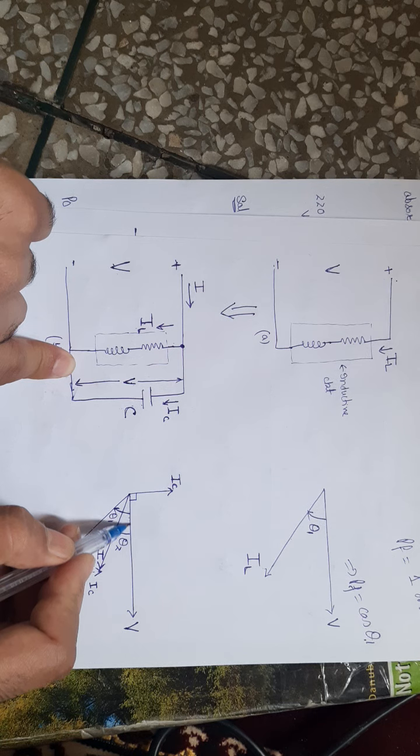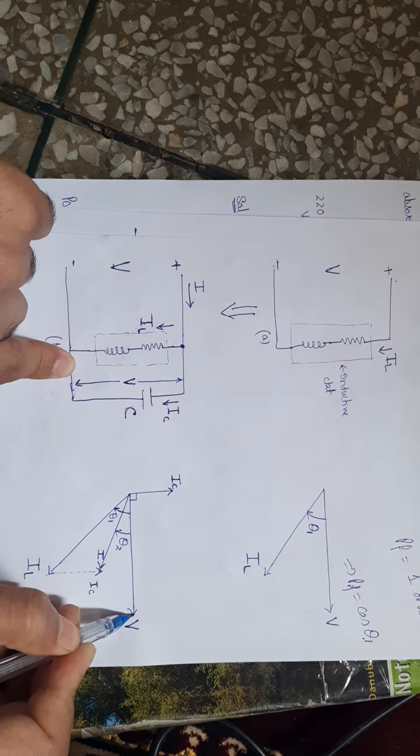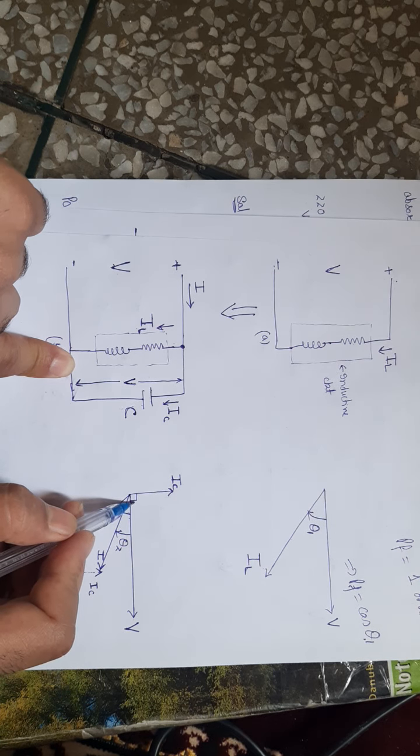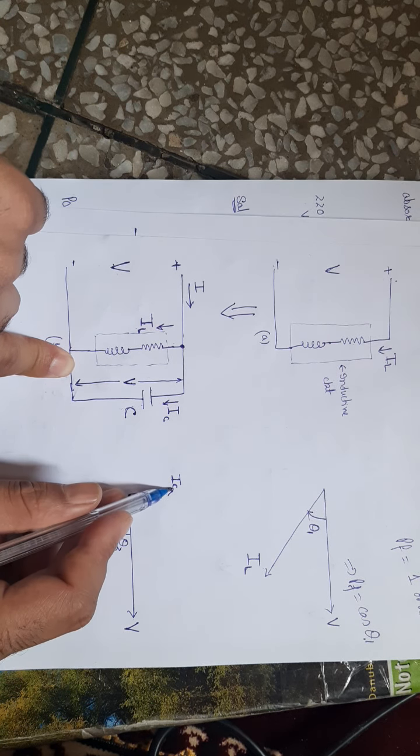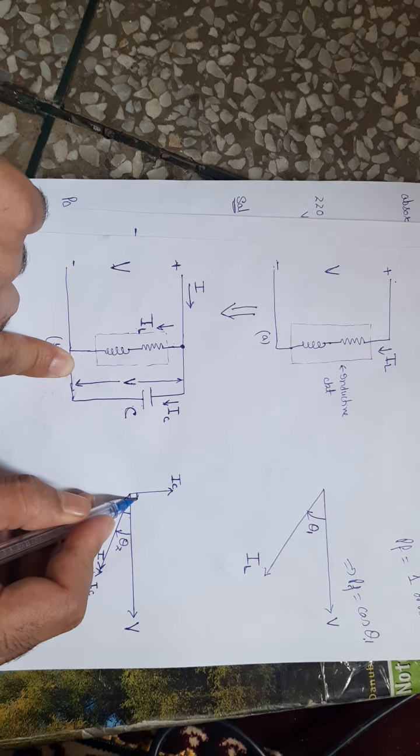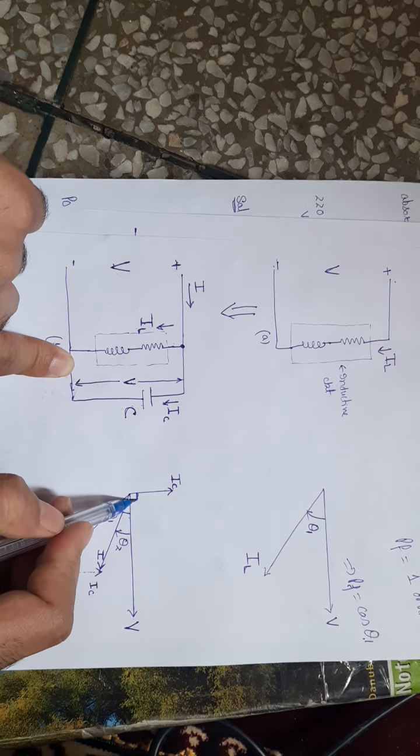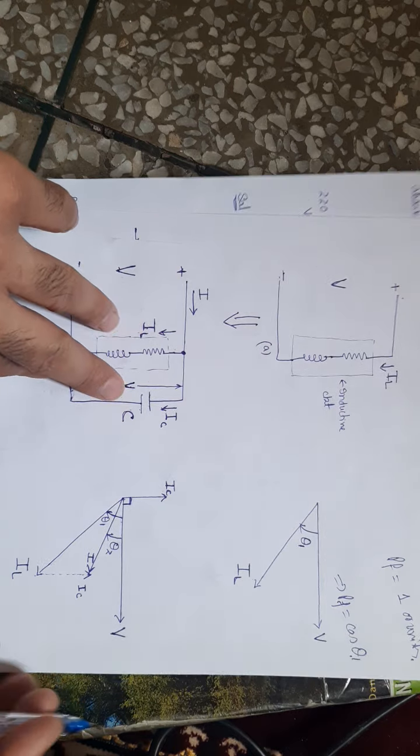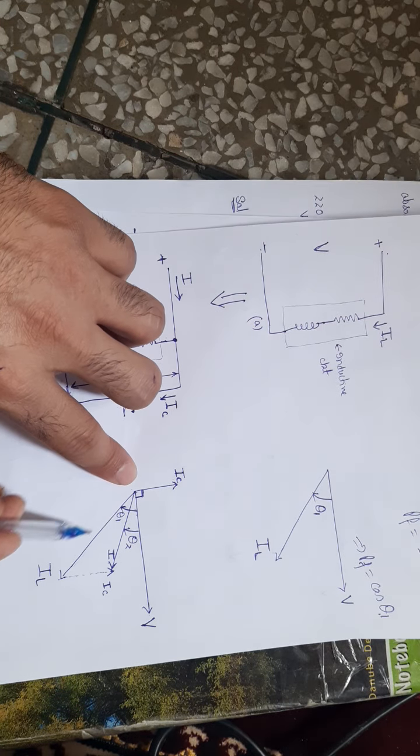So I am saying this is the voltage V, so the current should lead by 90 degrees, somewhere here. Starting from here, this is 90 degrees. I am saying this is IC and this angle is 90. You can see IC is leading V by 90 degrees. So you have two vectors, one is IL, another is IC. I will draw it here on some other page.